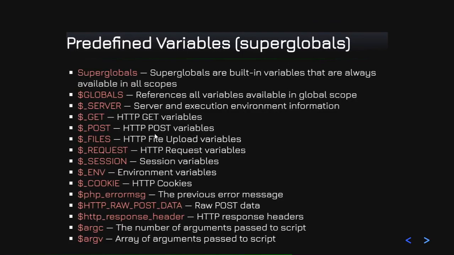Okay, superglobal predefined variables. I've also told you about $GLOBALS, $_SERVER, $_GET, $_POST, $_FILES, $_REQUEST, $_SESSION, $_ENV, $_COOKIE. There are also some others: PHP error messages, HTTP raw post data, response headers, arguments, the number of arguments and the array of arguments. I'll not spend too much time on this.